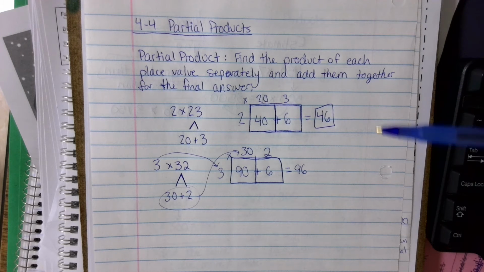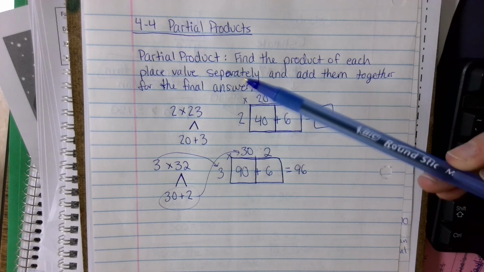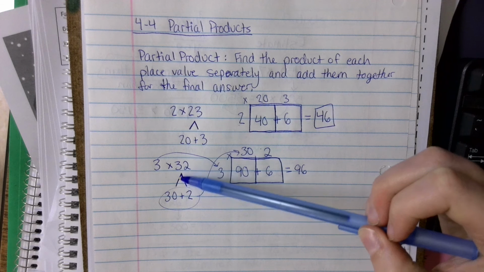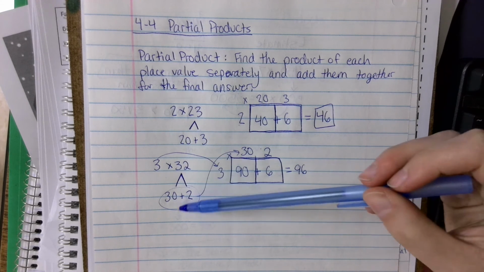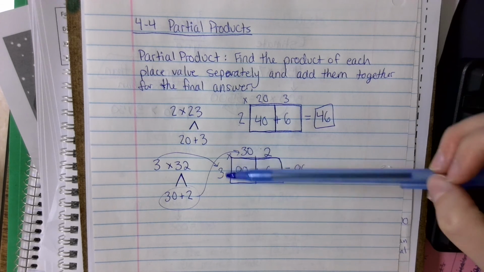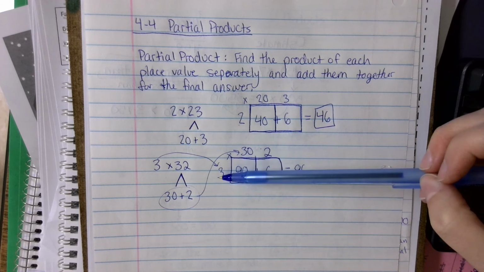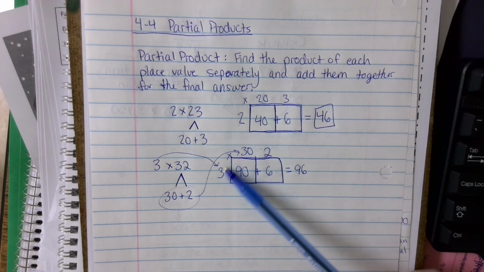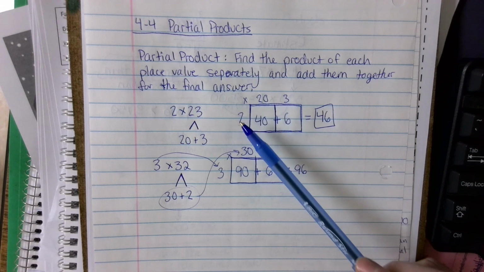Okay, so this is pretty much today's lesson, just taking small numbers like this. You're going to split up the biggest number into its place values, plop those numbers on top, and then the number we're multiplying by gets multiplied by each of the place values, okay? So it's like 3 times 30 and 3 times 2. 2 times 20 and 2 times 3.